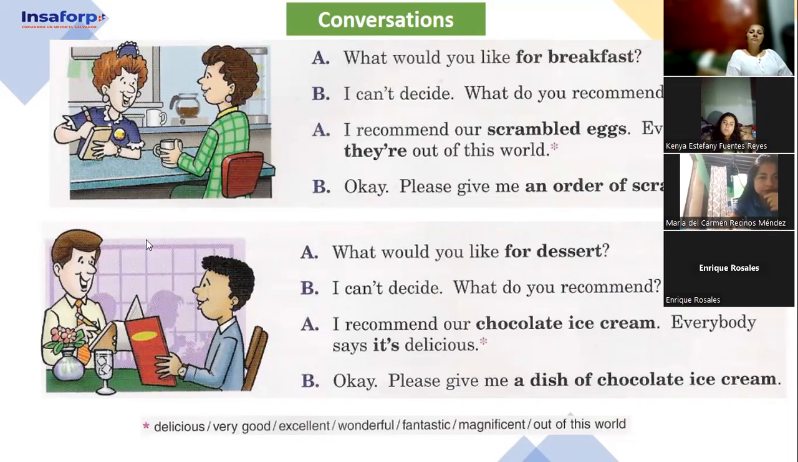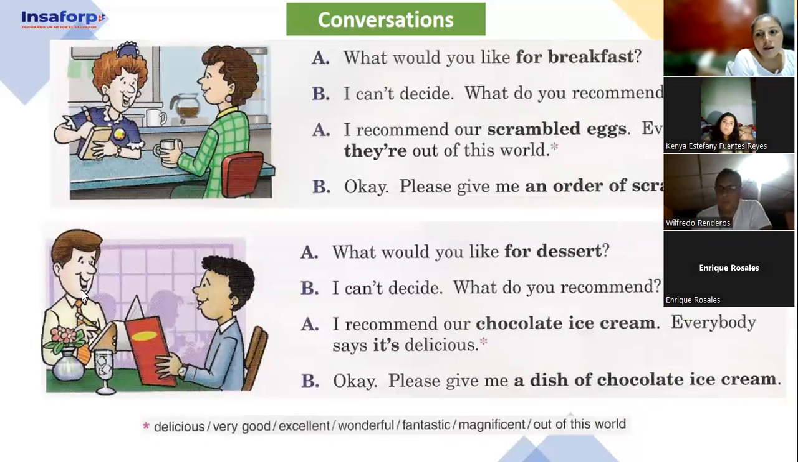In the second picture, Maria, where are the two men? In the park, in the house, in the library, in the supermarket? In the restaurant. Probably in a restaurant, right? Yeah, because the menu, look. Yes. This is the waiter. Yes, probably. Good. But look at the conversation. He says, in the first conversation, what would you like for breakfast? What would you like for breakfast? I can't decide, right?